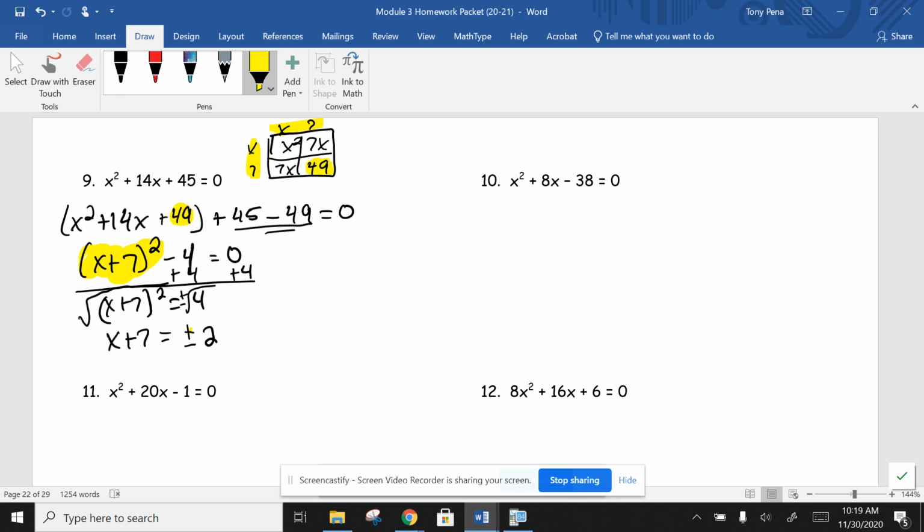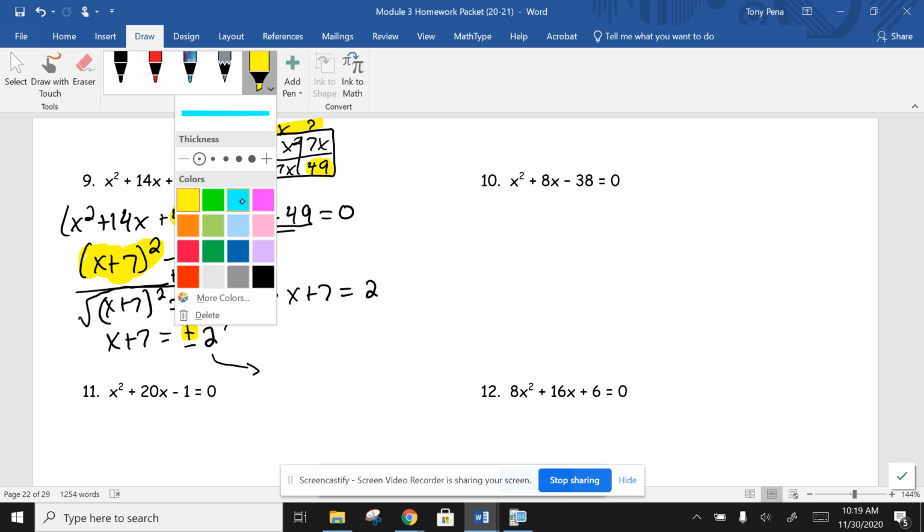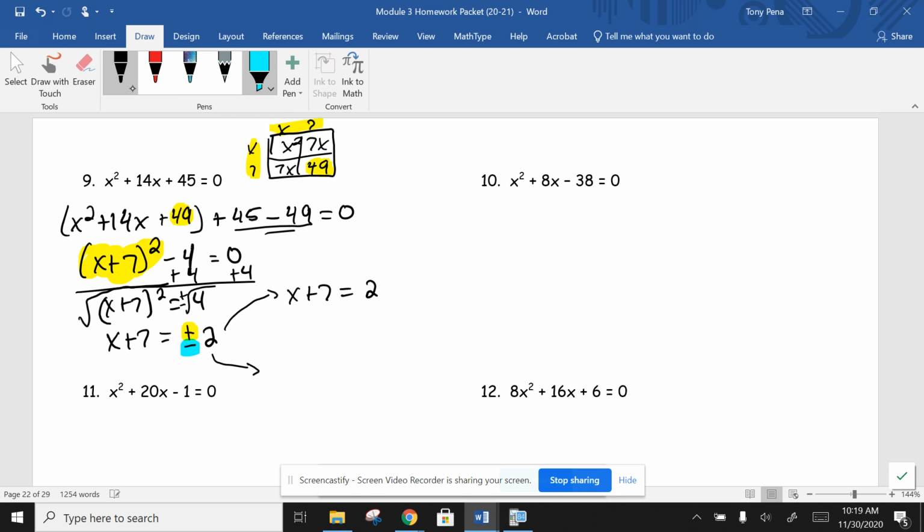Then we treat the first equation as if this is a positive 2. So I could do x plus 7. Let me do it elsewhere so I have a little bit of space to work with. So one of these would be x plus 7 equaling a positive 2. And then the other one, we treat this as if it was a negative 2. So we do x plus 7 equals a negative 2. And then we just solve this equation, solve this equation. Those should be our 2 different answers.